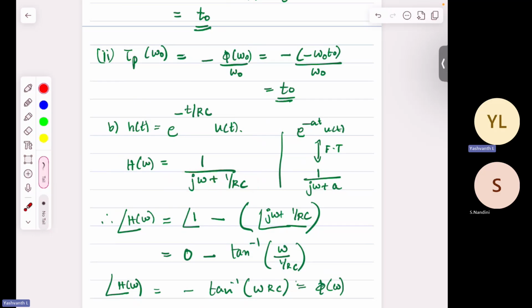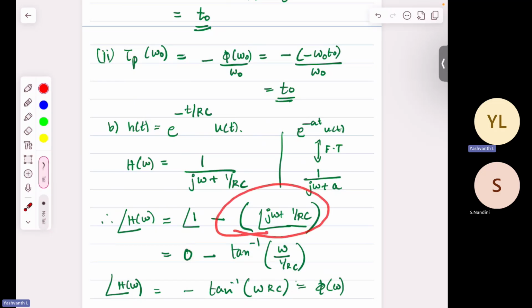Okay, so what is now the angle of H of omega? This is a ratio of two terms, so the angle will be the angle of 1, that is the numerator, minus the angle of the denominator, because when I divide two numbers, their angles are subtracted. Now, 1 is a real number, so there is no angle for a real number, so the angle is 0.